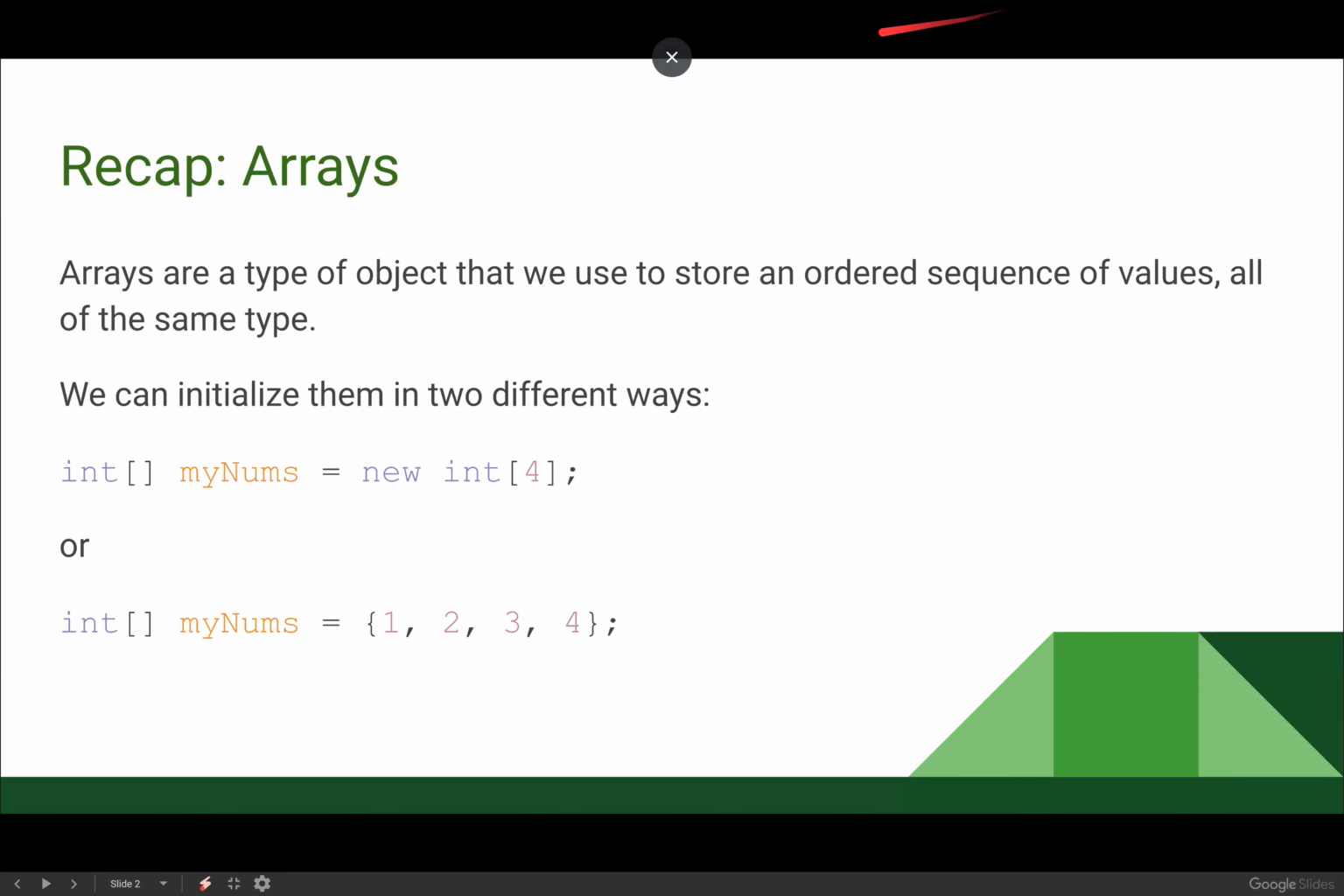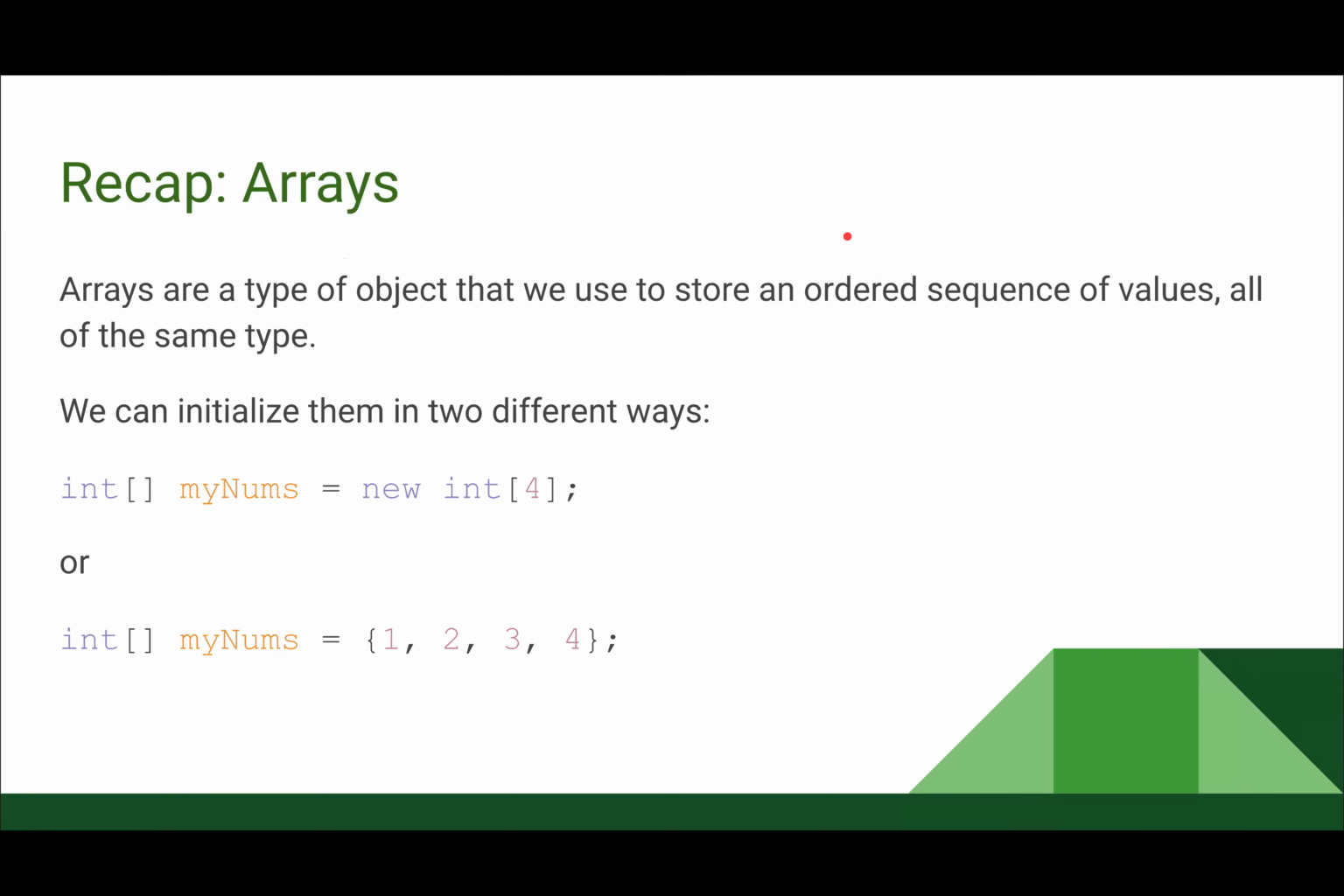Arrays are a type of object that we use to store an ordered sequence of values, all of which are the same type. And we have two different ways that we can initialize them. We can either initialize them all to have a default value, or we can initialize them to have values that we have chosen. But either way, we cannot change the size once they've been created. We can't add or remove elements. We can just change the contents. So that's arrays.